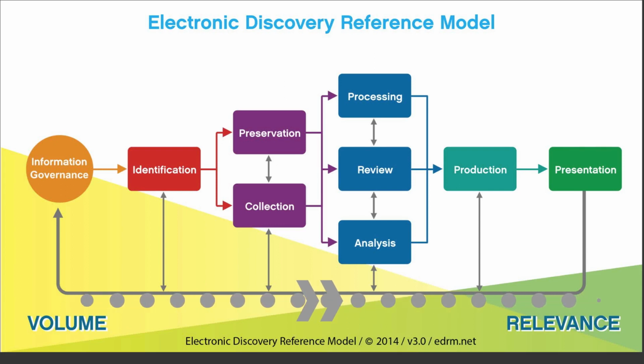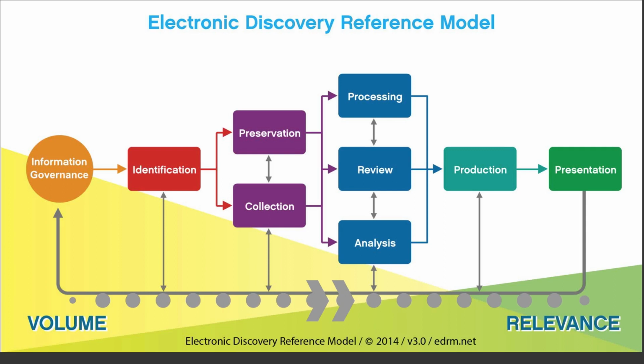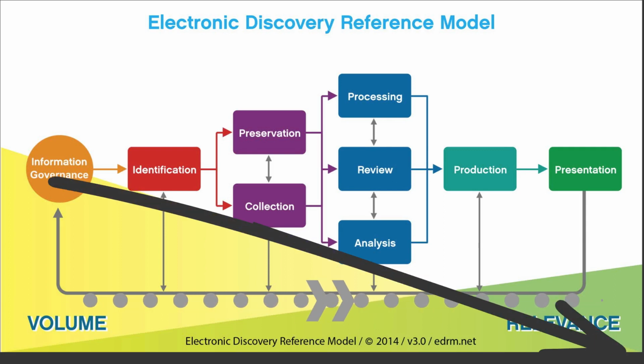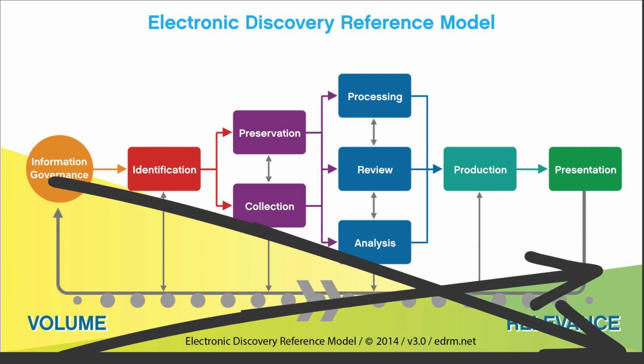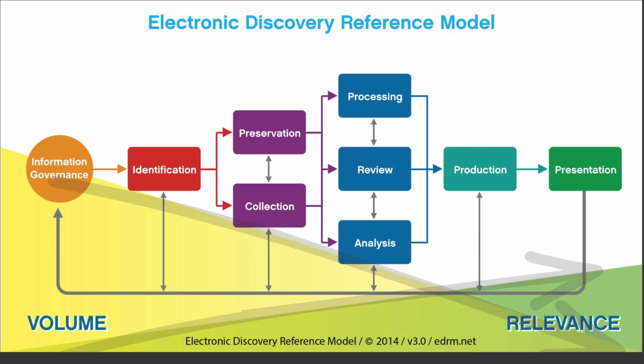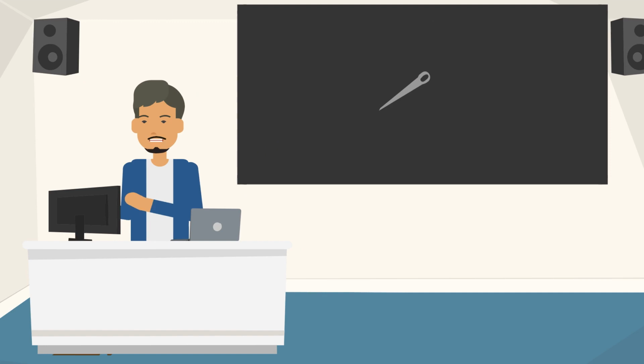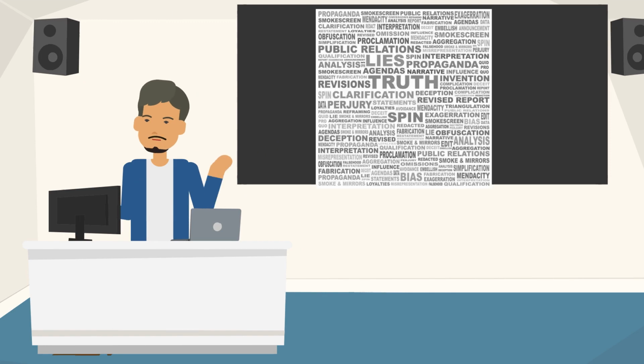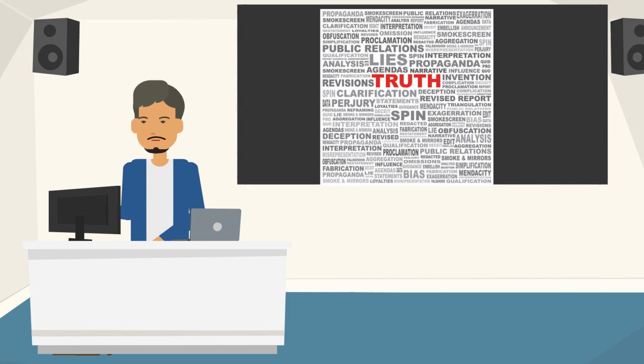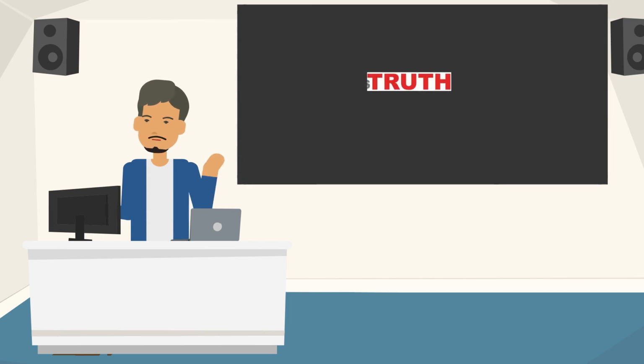If you look close enough, you can see that the volume of the data goes down and the relevancy of the data goes up. And this is not a behavior pattern. This is the ultimate goal of each and every phase of the eDiscovery process. We need to find the needle hidden in the haystack. When we are trying to find the truth hidden in the noise, the best way to get closer to the truth is to eliminate the noise.